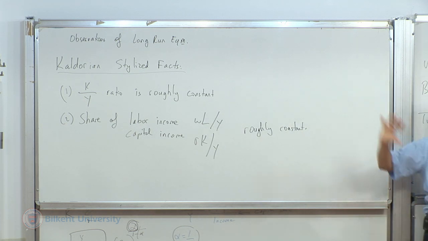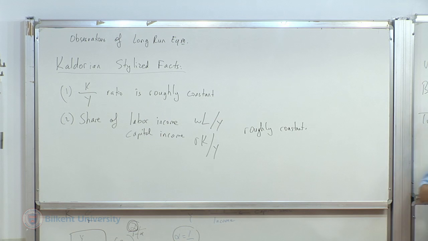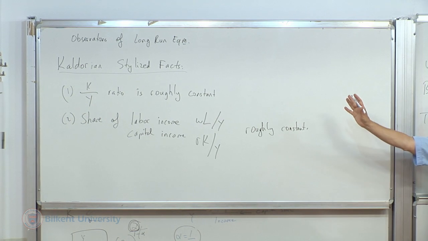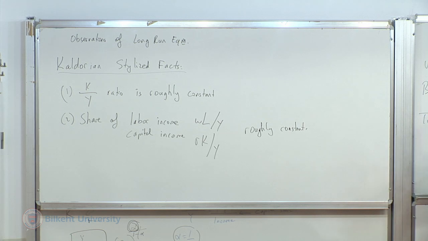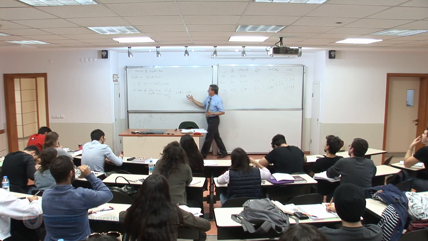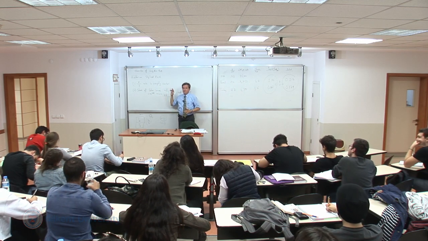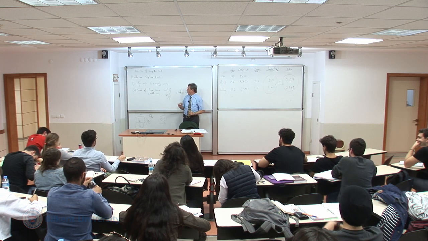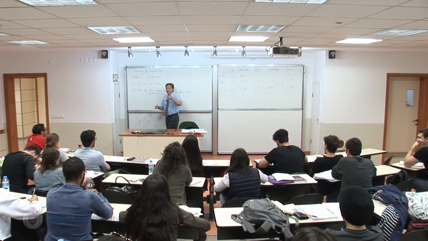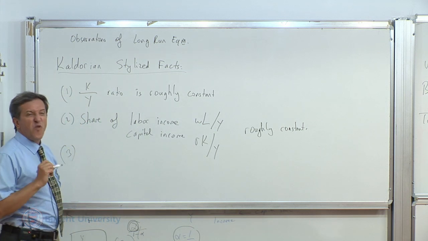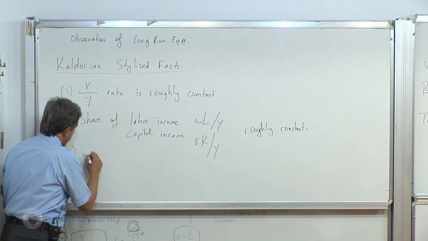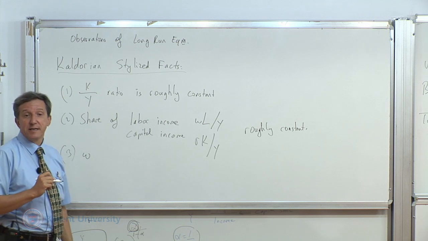And all of a sudden, Mr. Cobb and Mr. Douglas become famous, because the production function they originated can capture this directly. That's why they are so popular. But interestingly, we see that the wage rate is increasing over time.